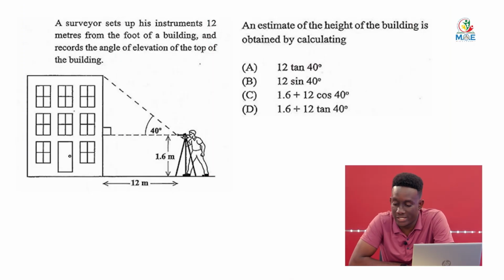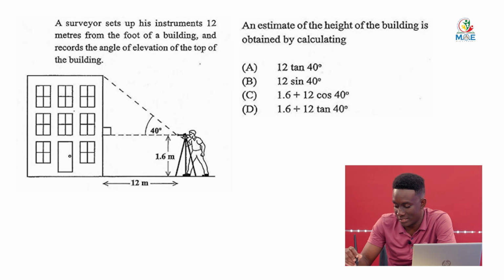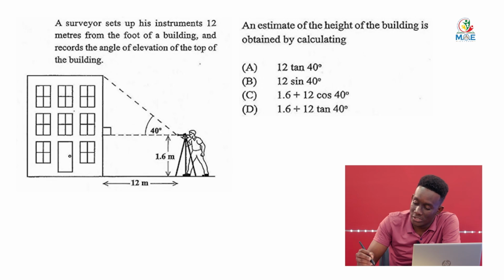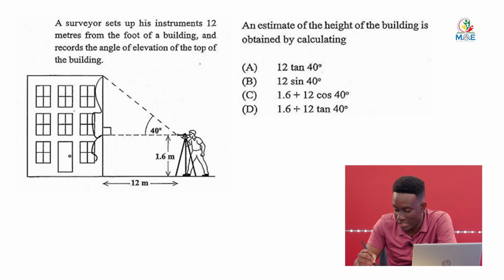The next question says, a surveyor sets up his instrument 12 meters from the foot of a building and records the angle of elevation of the top of the building. So we have this here going on. We see the man is here and he has a height of 1.6 meters from the ground. The angle of elevation from his line of sight to the top of the building is 40 degrees. An estimate of the height of the building is obtained by calculating. So we need to find for this piece, and when we find it, we add it to the height of the man.